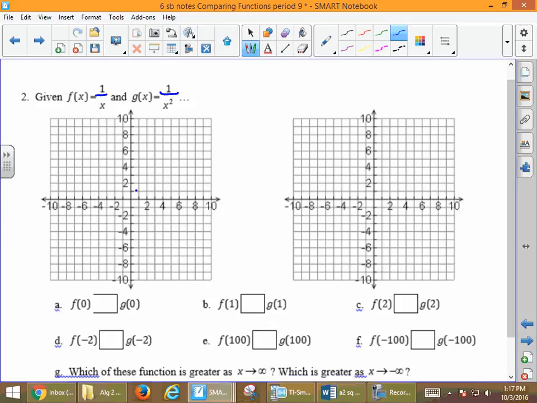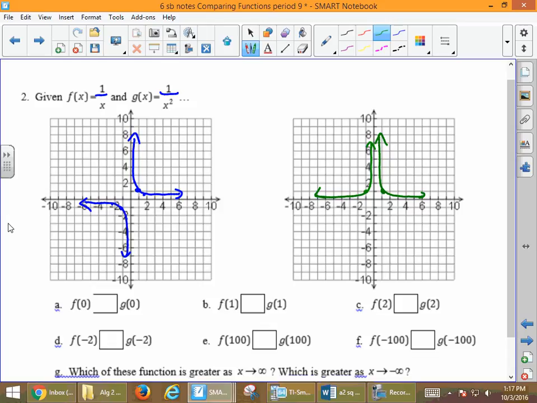there's 1 over x and 1 over x squared. And I just have a brief sketch of them, as you can see, because I only have 1 or 2 key points on there.